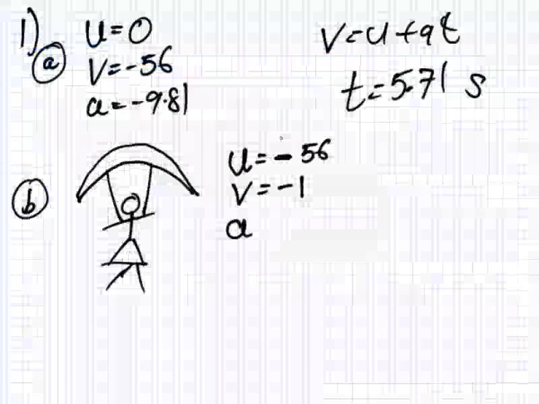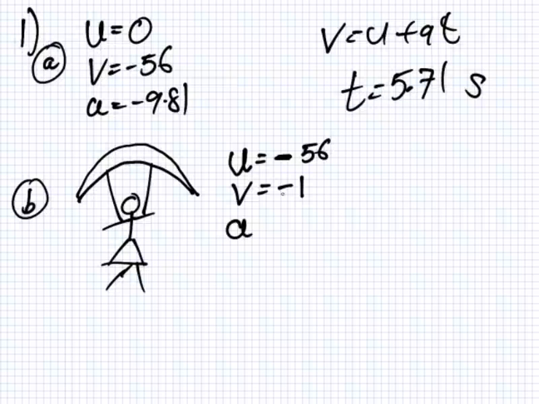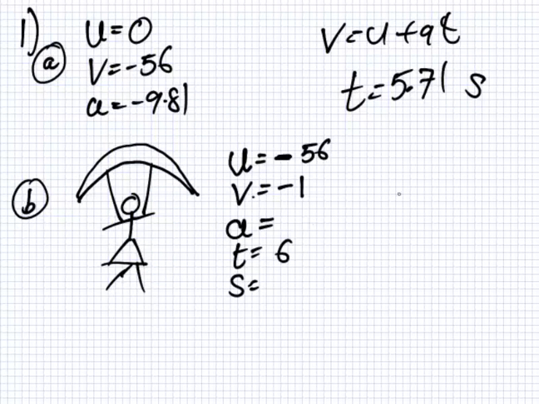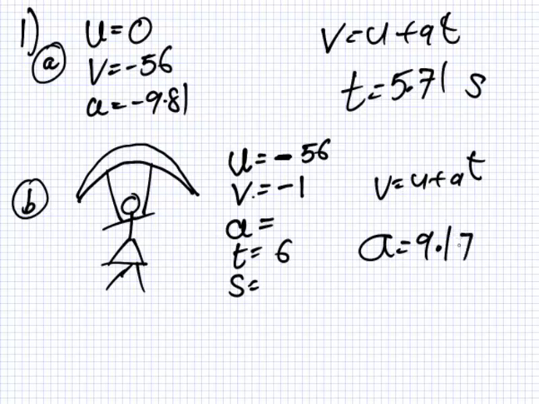Yeah. When skydivers jump, first they jump and then after a few seconds, then they open. U is minus 56, V is minus 1, A we don't know, T we do know, S we don't know. Okay, I really want to know what the A is. V equals U plus AT again? Yeah. So I got A is 9.17 meters per second squared.